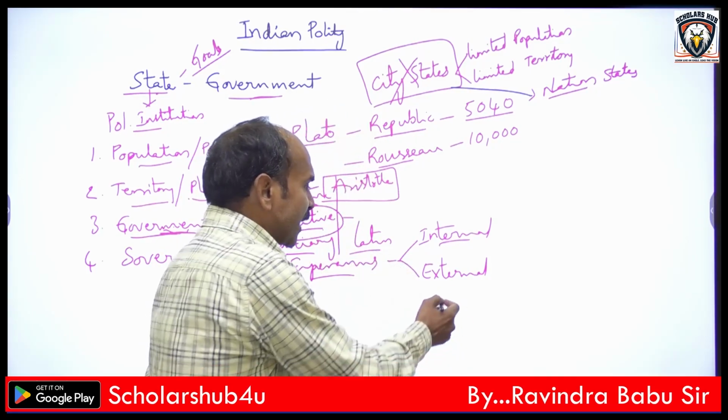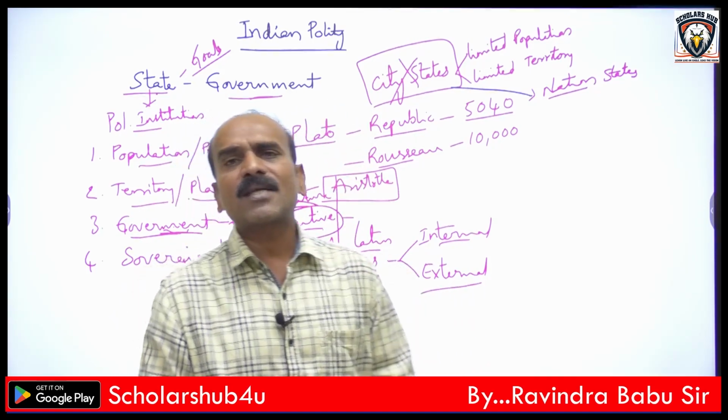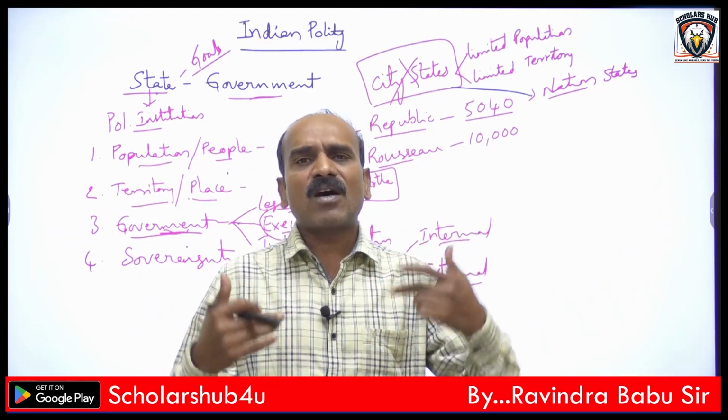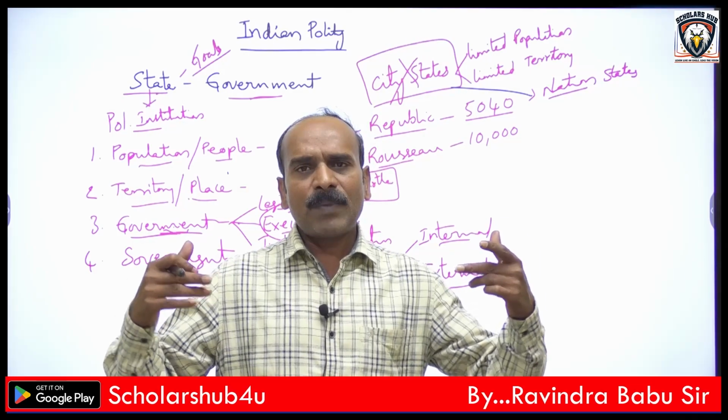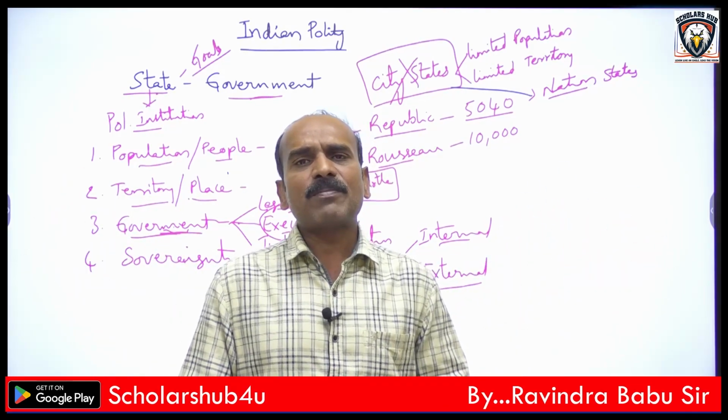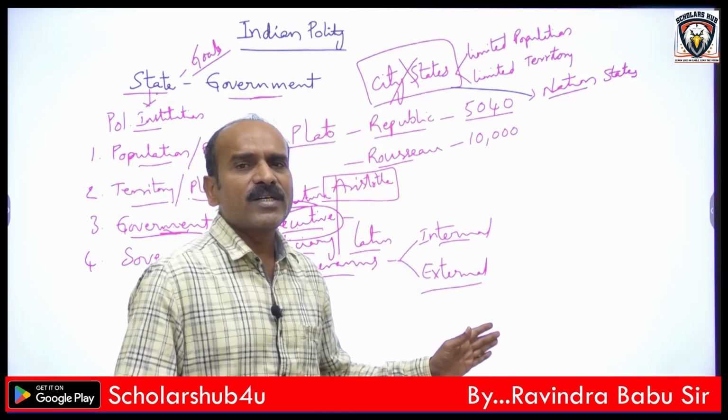The next one is external sovereignty. External means outside of the boundaries. It doesn't mean that we can exercise our authority over the people or the states outside of India. We cannot give a direction to the people of other countries. But what does this external sovereignty mean?